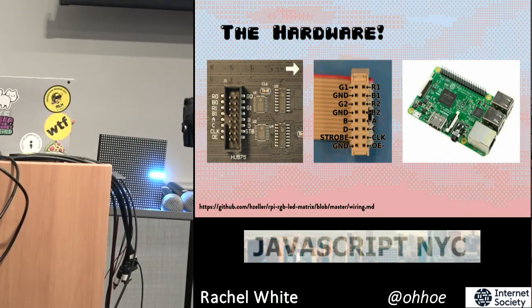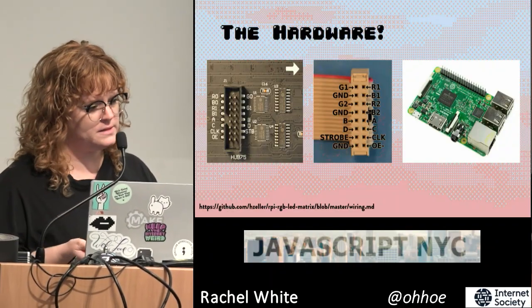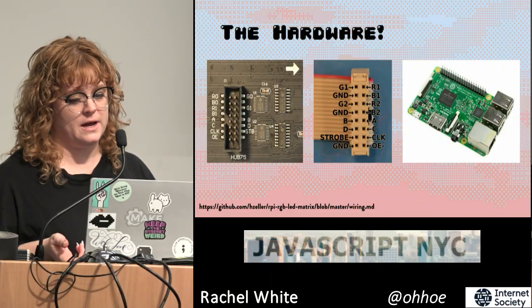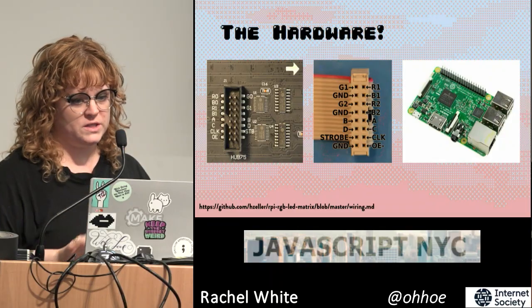The new Raspberry Pis, which this one is, have 40 pins, so it allows you more GPIO. So you can actually have 3 parallel chains of these hooked up, but we're just dealing with one.